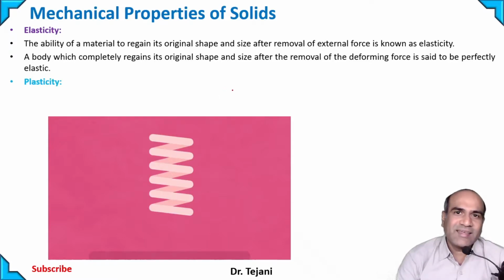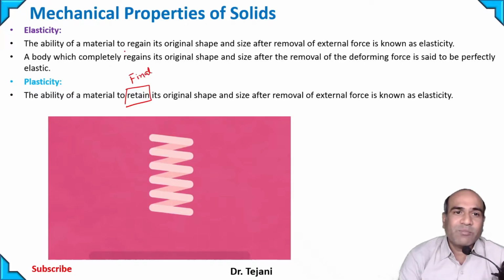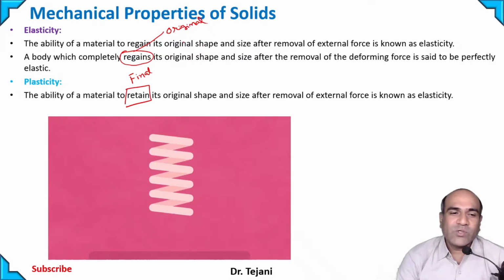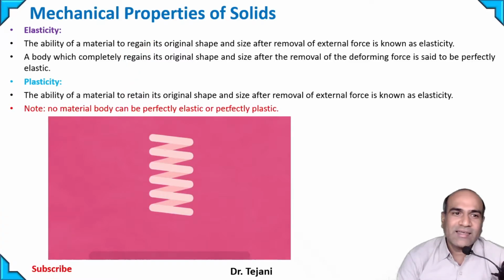And what is plasticity? It is again the ability of a material to retain. See, this is the word where there is a change. It is retain. So it is not coming back to its original position, but it is taking its final position. Whereas in the previous case, it regains, or you can say it returns to its original position. So these are the two properties we can see, and let's see the animation.